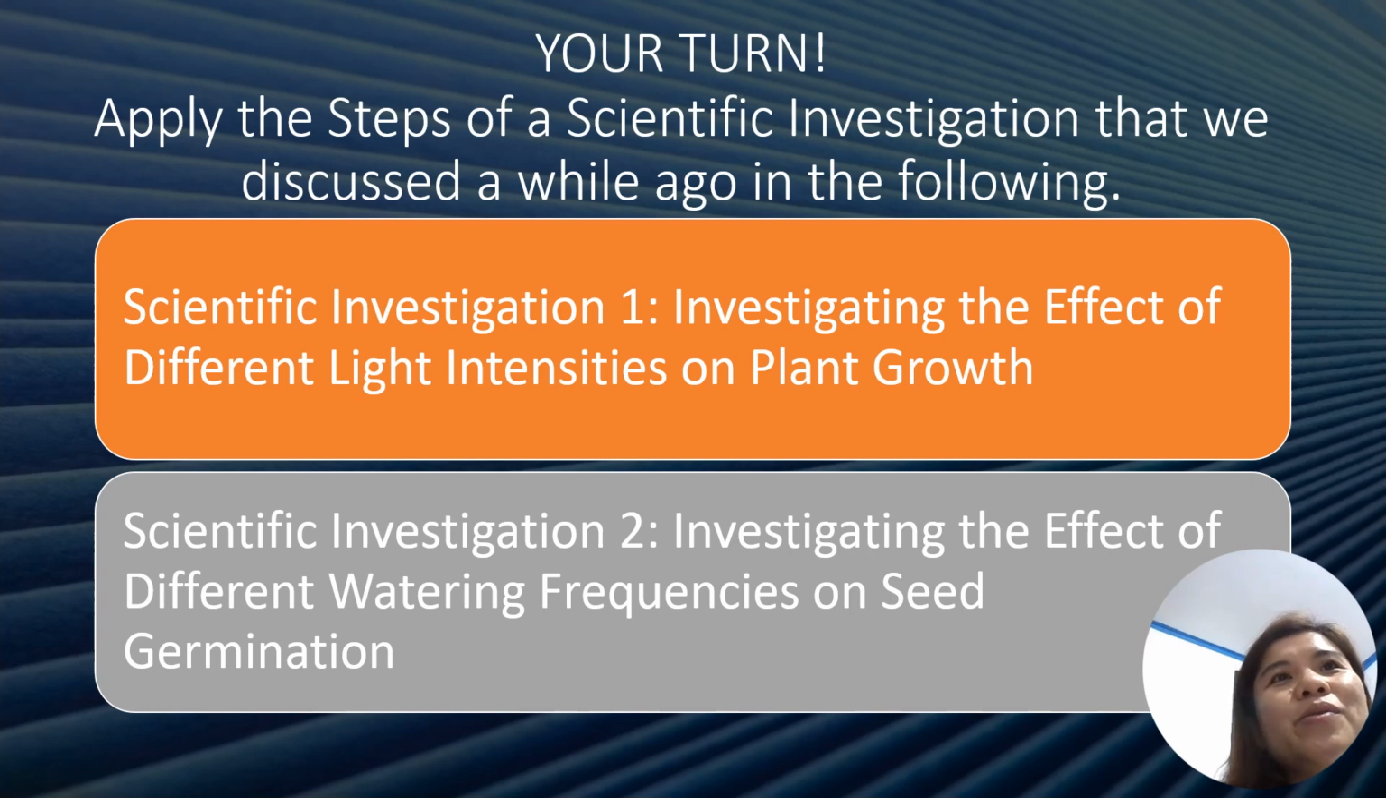So you have to apply the steps of a scientific investigation that we discussed a while ago in the following. Scientific investigation 1, title is Investigating the Effect of Different Light Intensities on Plant Growth. Then scientific investigation 2, investigating the effect of different watering frequencies on seed germination.